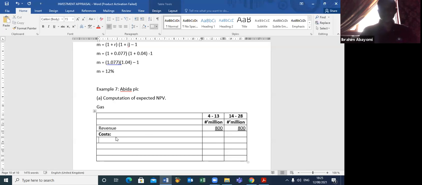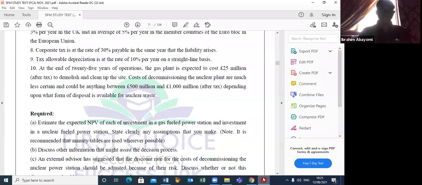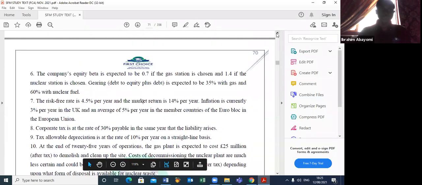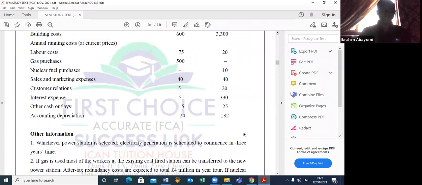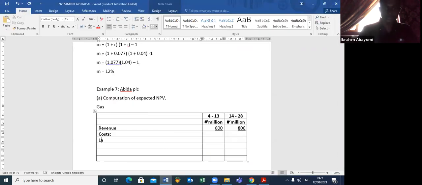I think the first one is labor. Let me go and check. We should be giving this cost so that I will not be going back and forth. We have labor of 75, gas at 500. Labor is 75. Gas is 500. These gas purchases.